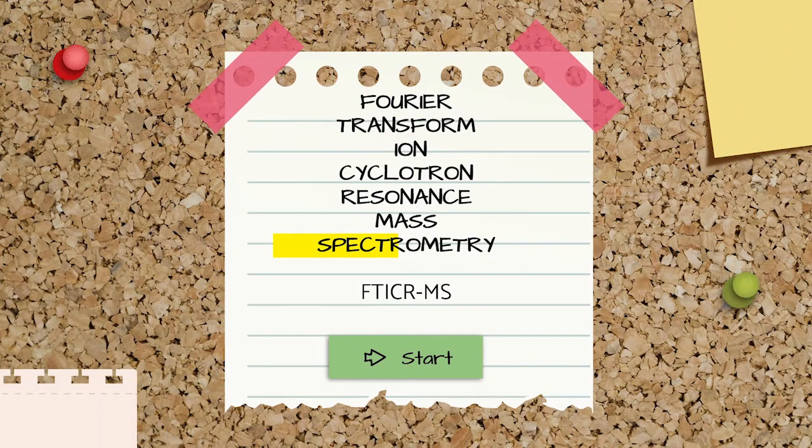Hi everybody. For our topic, we will discuss an instrument named Fourier transform ion cyclotron resonance mass spectrometry, also known as FTICR-MS.